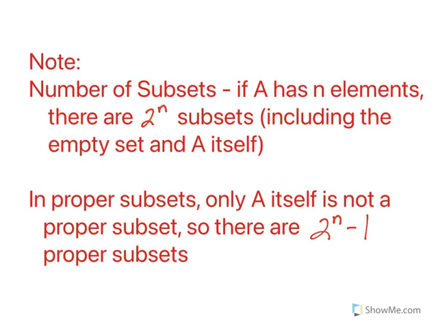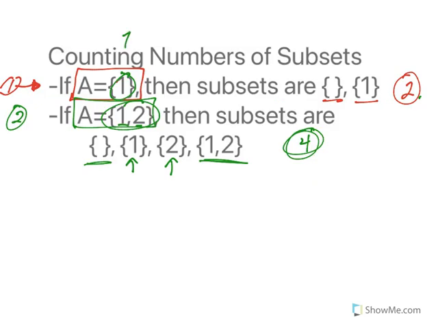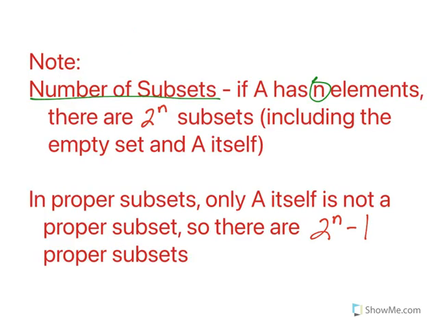Yes, we are. So for the number of subsets, if A has n elements, so in this first one we had 1 element, in the second one we had 2 elements, so n is the number of elements in the set, then there are 2 to the n subsets. And that includes the empty set and A itself.